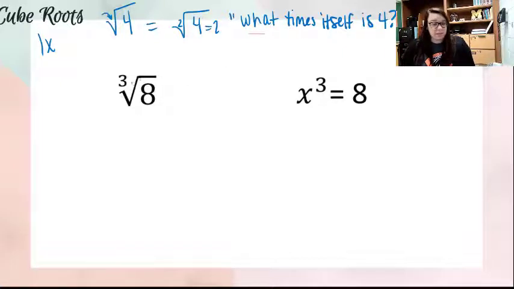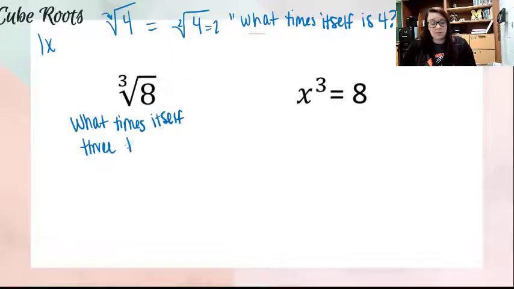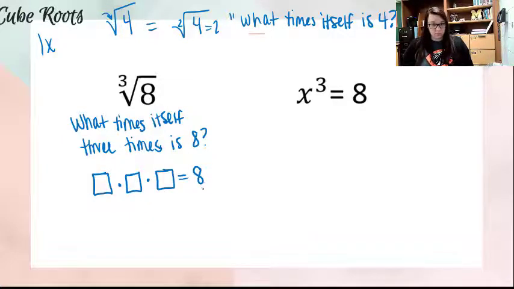This is asking us something different. This is asking us what times itself 3 times. There's where the 3 comes into play. What times itself 3 times is 8. So we want something times something times something, and it's the same something every time, that equals 8. So they're kind of trippy to think about, but let's just jump through. If it was 1, it'd be 1 times 1 times 1. That does not equal 8.